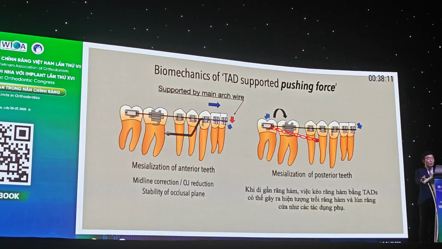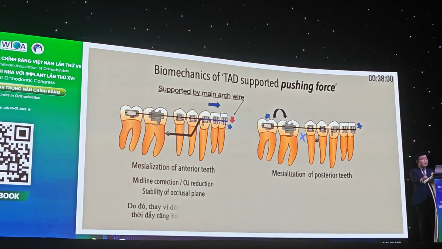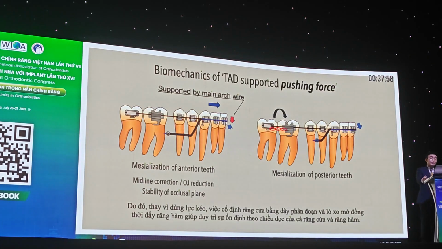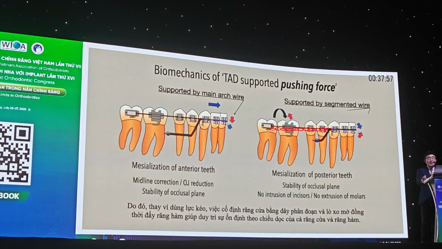And in advancing the molars, pulling from the front with TADs may lead to extrusion of the molars and intrusion of the incisors as side effects. Therefore, rather than employing a pulling strategy, stabilizing the incisors with segmented wire and open coil while advancing the molars maintains vertical stability for both the incisors and molars.